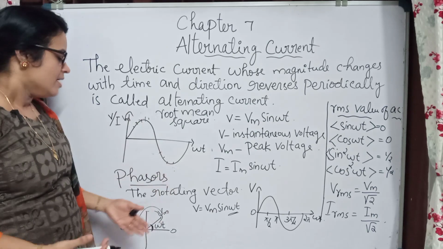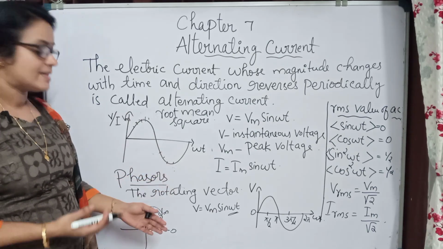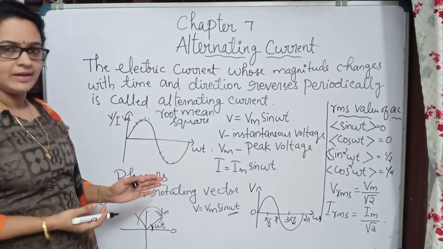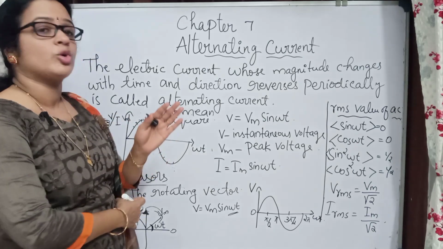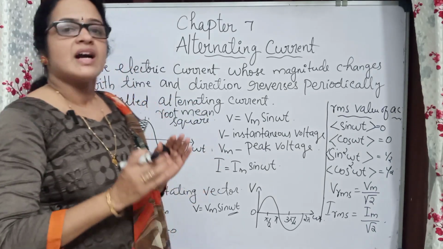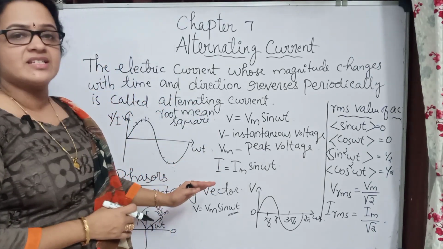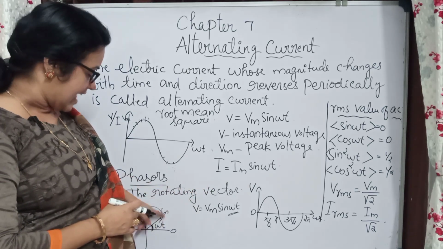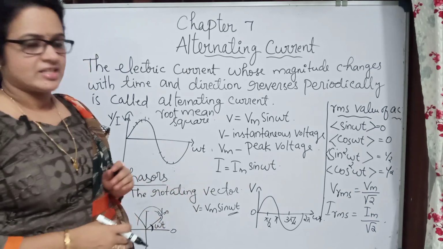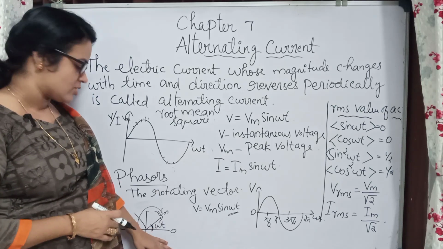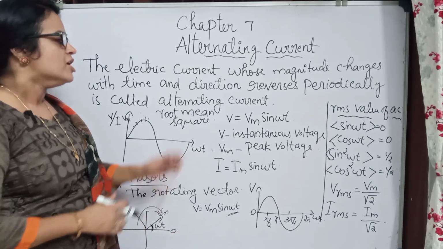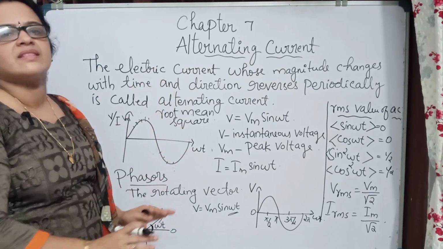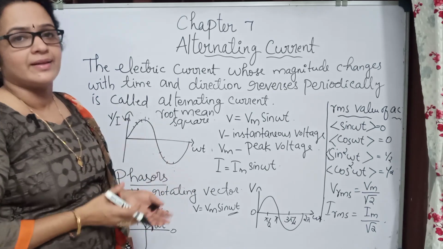So after getting the phasor, we have to consider it as a vector. Is it clear? Because phasor means the rotating vector. So here we will consider it as a vector and by an angle omega t we can rotate the vector. So that is the representation in case of a phasor. All these are the basic things that you have to know before starting the chapter.